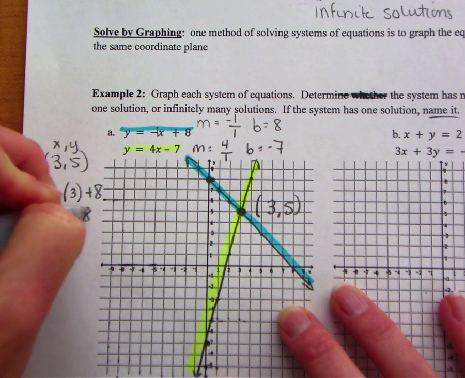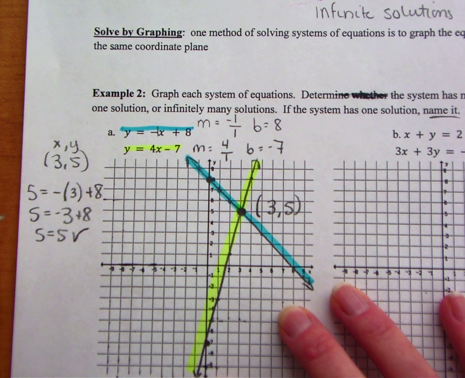-3 plus 8, 5 is equal to 5. So that checks for that equation. Now let's check the second equation.